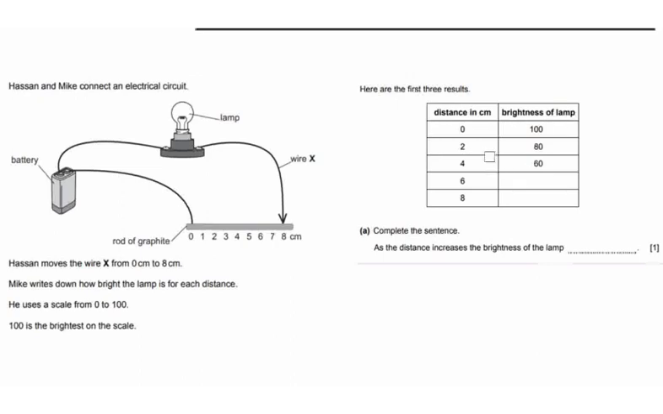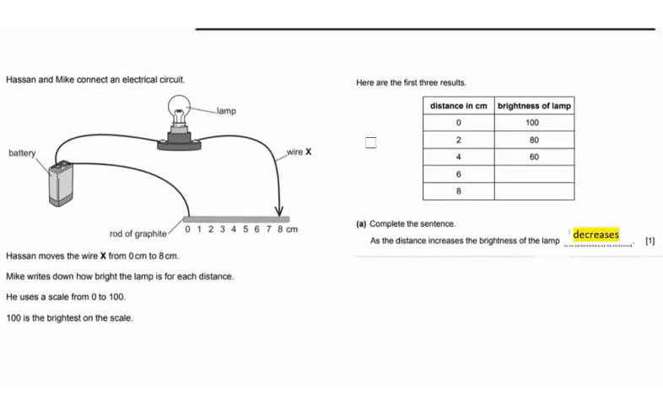As we can see from here, the table is given, so it will be given 10 seconds from now. Well, the answer is as the distance increases, the brightness of the lamp decreases. You can see from here. As the distance increases from 0 to 4, the brightness decreases. Let's move to the next question.